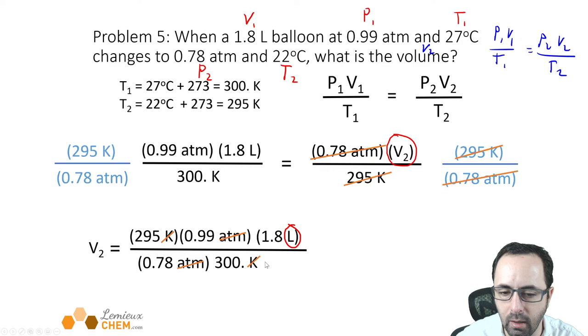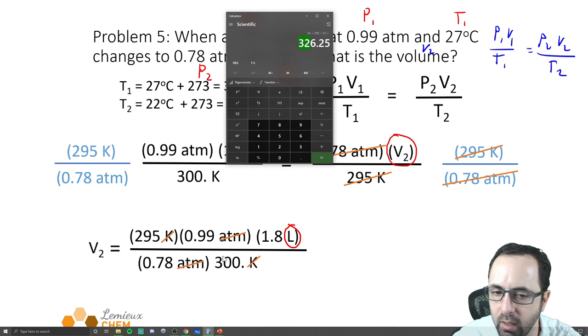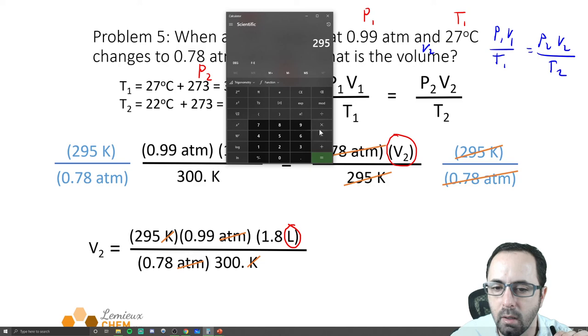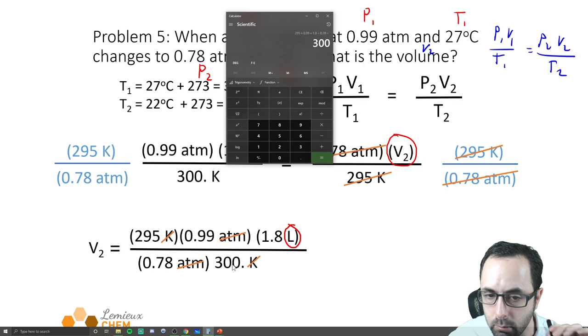Watch the way I punch this in. Okay. Now, it doesn't matter the order I punch this in. I could punch any number in any order, okay? But what matters is that for the numbers that are on the bottom, I press divide before I put them in. And for the numbers that are on the top, I press times. So 295 times 0.99, since it's on the top, times 1.8, since it's on the top, divide by 0.78, since it's on the bottom. Then you better not hit times, hit divide by 300, because 300 is on the bottom. So you hit divide before you enter it. Otherwise, you get the wrong answer.